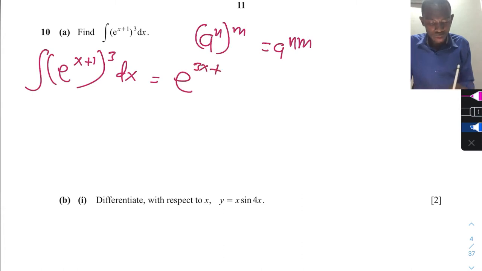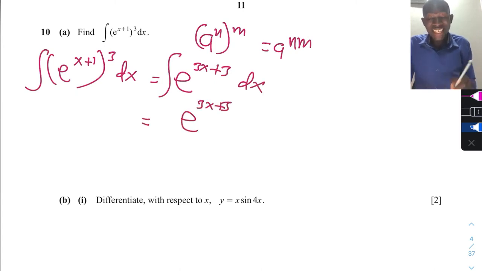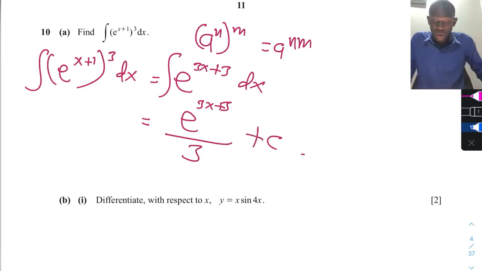So that means you have e to the power 3x plus 3. If I integrate this, when you integrate the exponential function you get the same thing. The only difference is that you have to divide by the coefficient of x, which is 3, and then you add plus c. Voila, you are done. You have your 2 marks to play with.